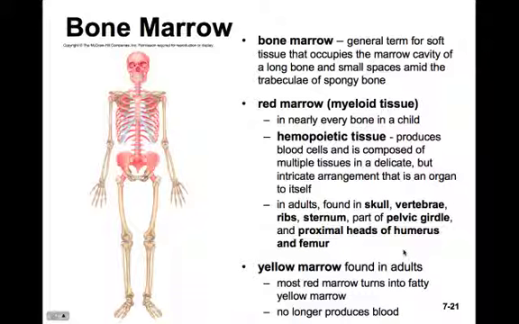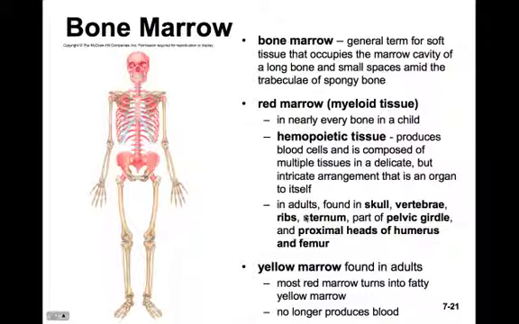Red marrow or myeloid tissue is in nearly every bone of a child. This is the hemopoietic tissue. That means it produces blood cells, and it's composed of multiple tissues that are in a delicate but intricate arrangement. This is an organ in itself. In adults, we primarily find this red marrow in the skull, in the vertebrae, in the ribs, in the sternum, and in parts of the pelvic girdle and the proximal heads of the humerus and femur. All these areas are shown in red.